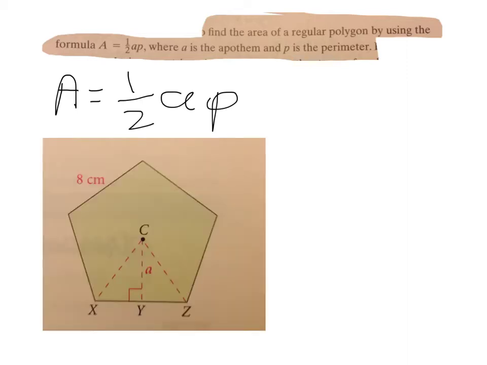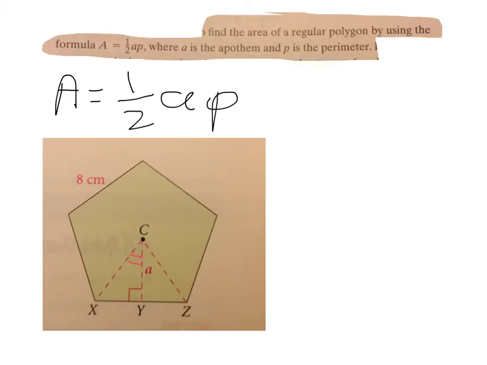Let me show you what I'm talking about. So here we have a regular pentagon with each side 8 centimeters. As you can see, the apothem is CY, the distance from the center perpendicular to any side of the regular polygon. So we're going to do 1/2 the apothem times the perimeter. Obviously the perimeter is going to be 40, the distance around the outside of the figure, 5 times 8. But we have to figure out the apothem, and to do that we're going to use a trig function. But before we can use a trig function, we have to figure out the measure of the angle.